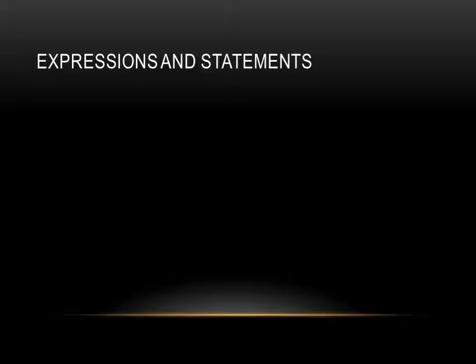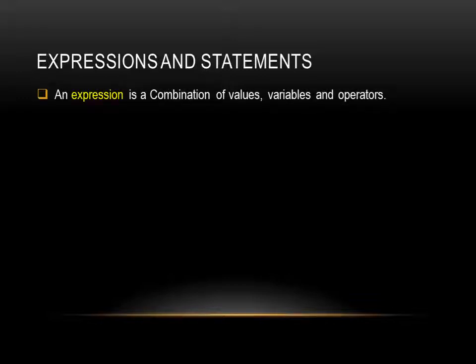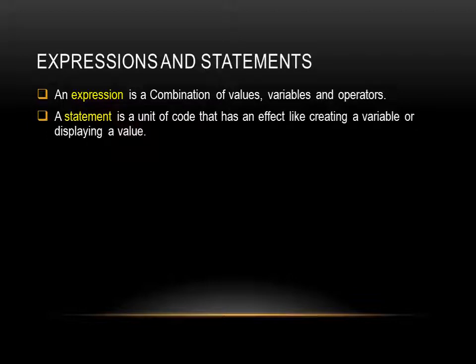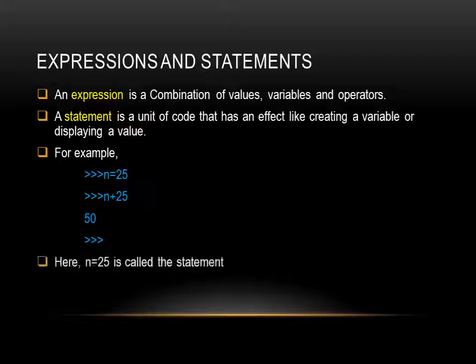Expressions and statements. An expression is a combination of values, variables, and operators. A statement is a unit of code that has an effect, like creating a variable or displaying a value. For example, in the following lines, the first line n is equal to 25. It is assigning a value to a variable, so it's called a statement, and n plus 25 is called an expression.